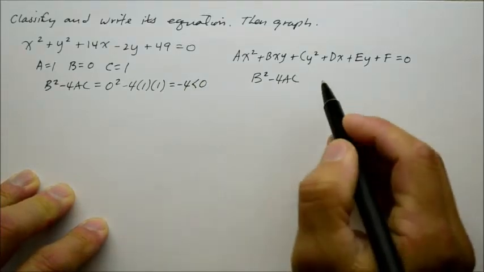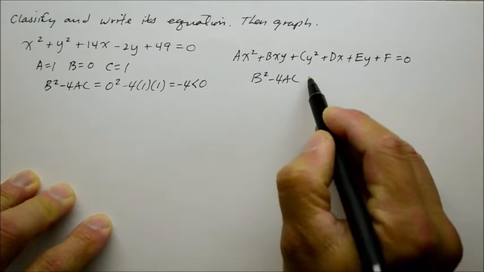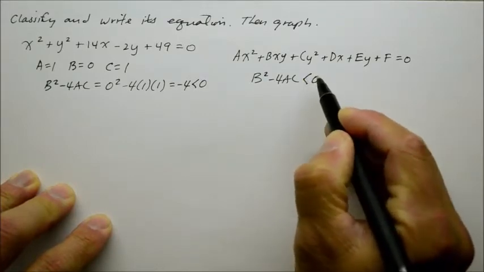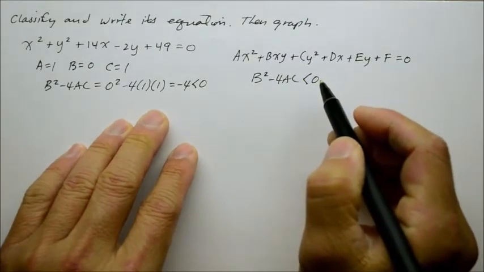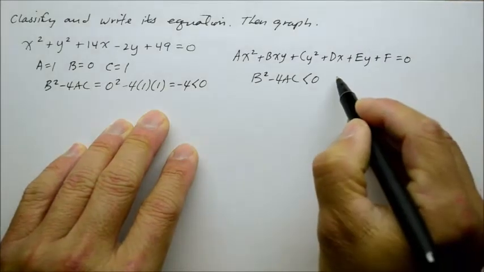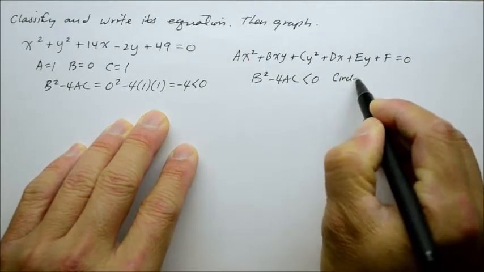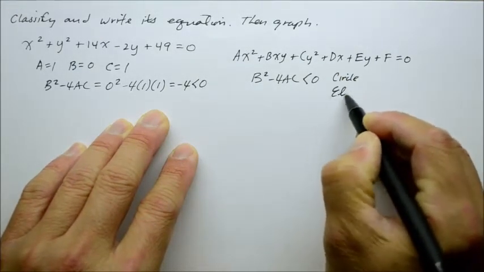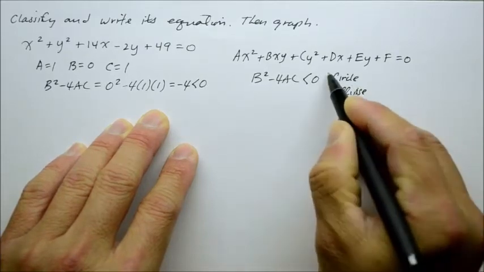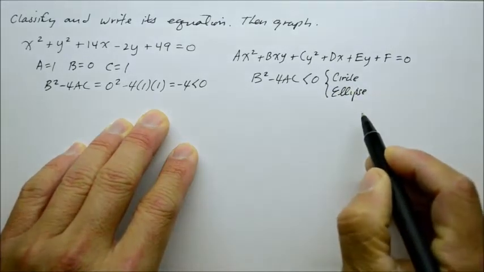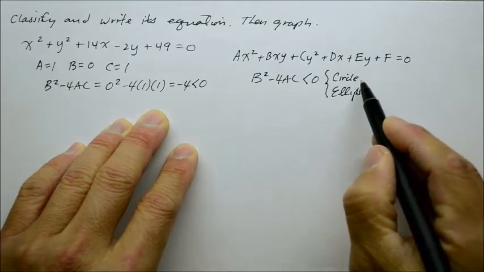And there's a rule about that. If the discriminant is less than 0, then the conic section, later on when we graph it, can either be a circle or it could be an ellipse. Well, how do you know whether it's going to be a circle or an ellipse?